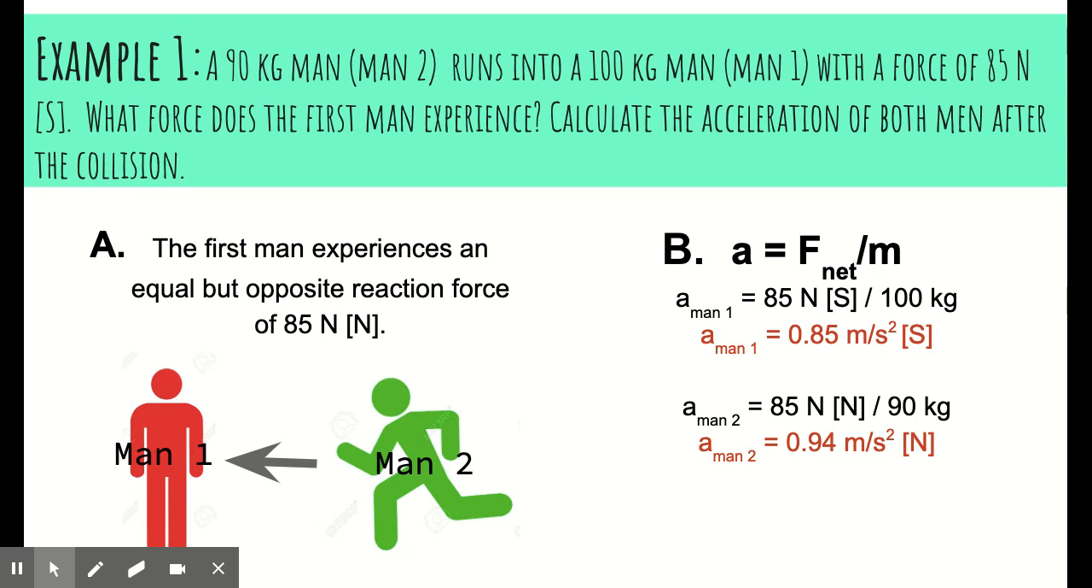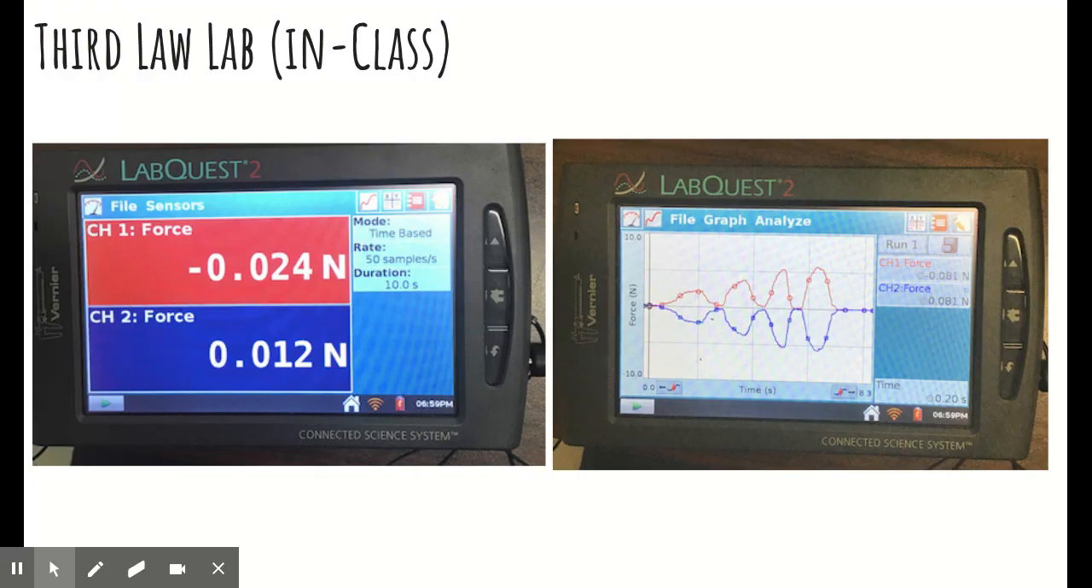His reactionary force is pushing him north, which is opposite the direction that he's running. So man 2 is actually going to hit man 1, and according to our directions here, it's going to propel him backward. So he's going to go back the way he came.